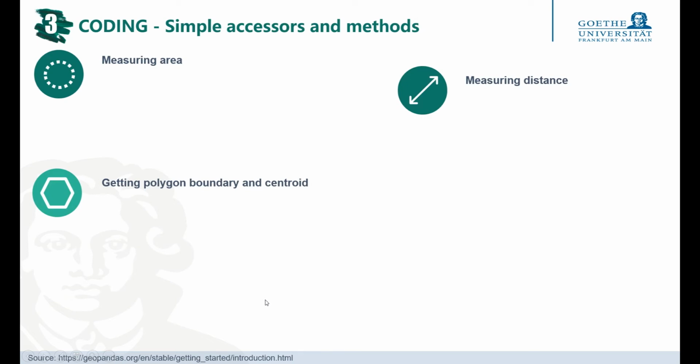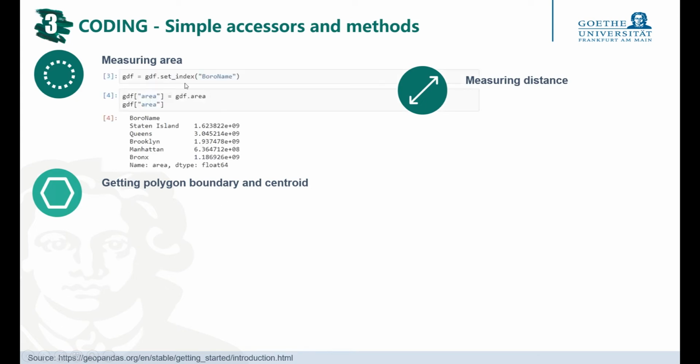There are several simple and useful accessors and methods. Firstly, GeoPandas can measure the area of each polygon easily by accessing the geodata area attribute, which returns a pandas series. To make the results easier to read, we can set the names of the boroughs as the index. Then we access the geodata area attribute. Now we can see every borough's area.